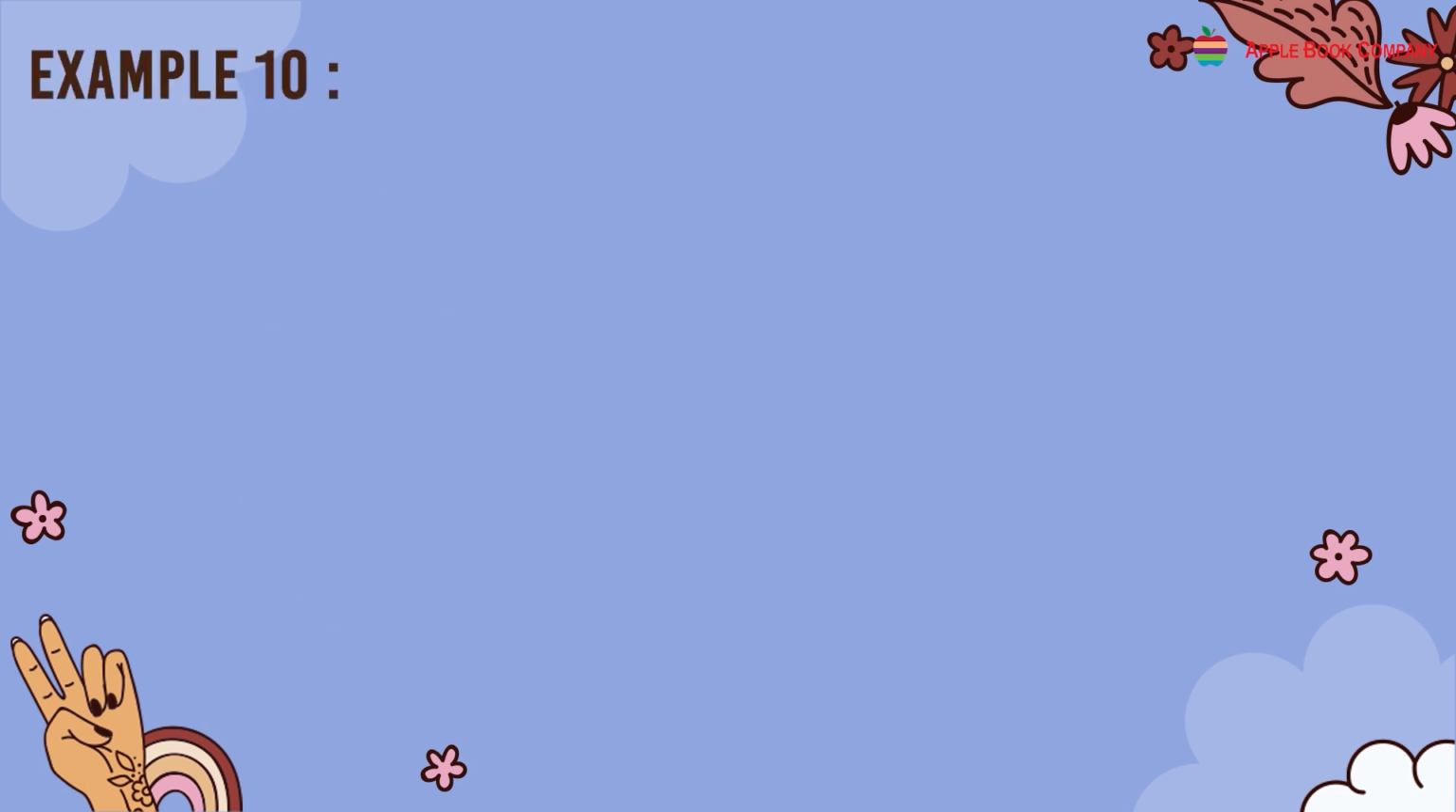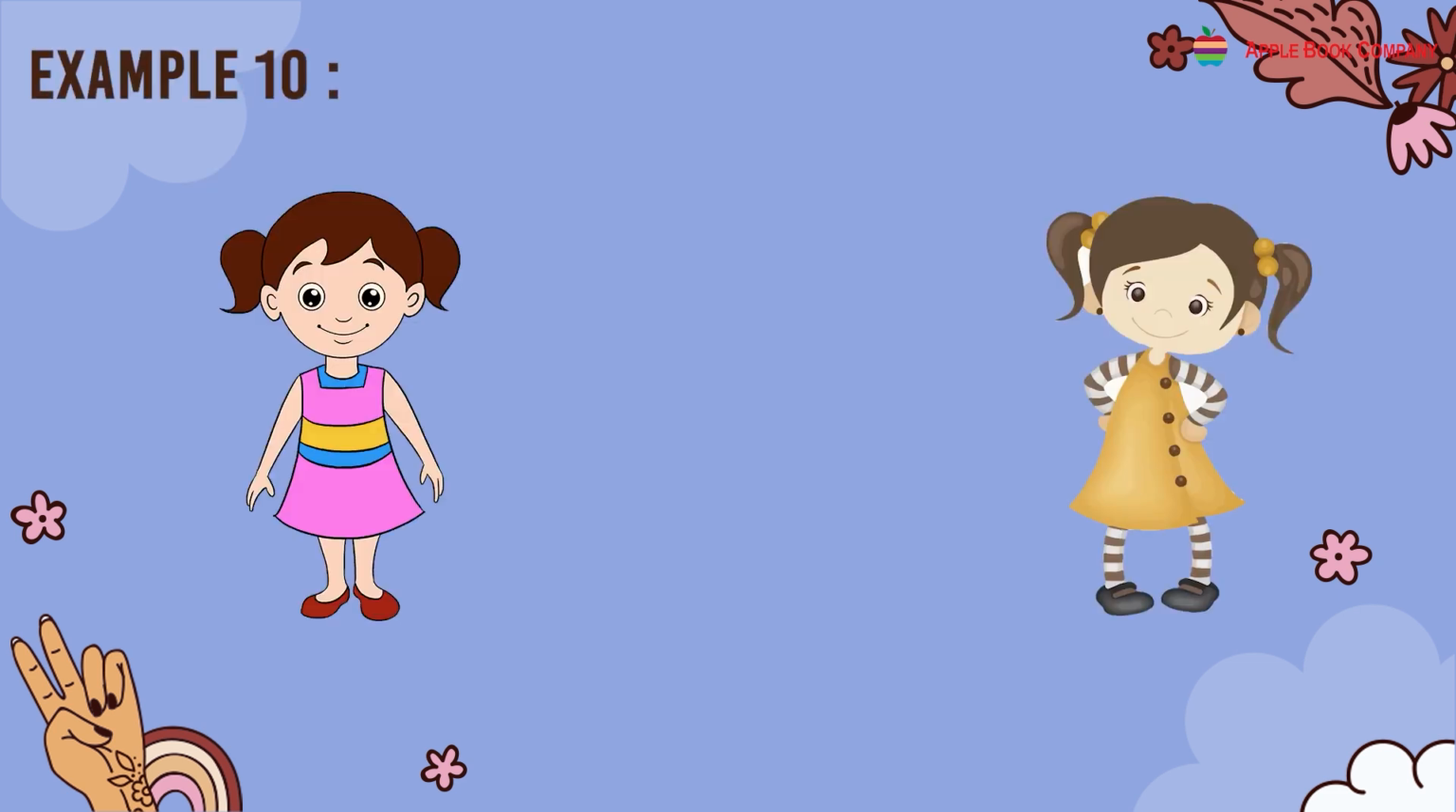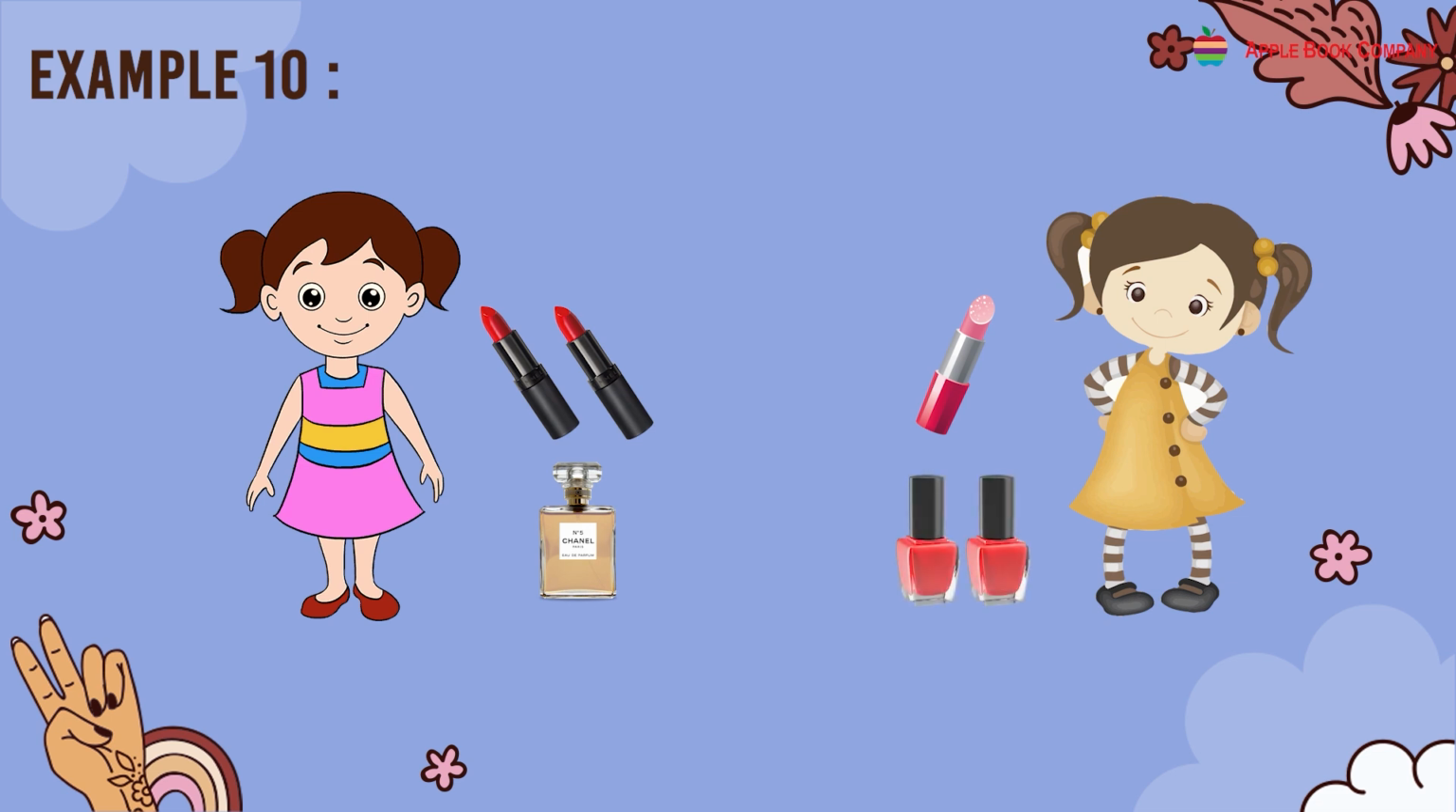Example 10. Ruchi and Preeti went shopping to a cosmetic shop. Ruchi purchased 2 lipsticks and a perfume. Preeti purchased a lipstick, 2 nail polishes, and a talcum powder. Look at the rate list and calculate the amount each of them spent.